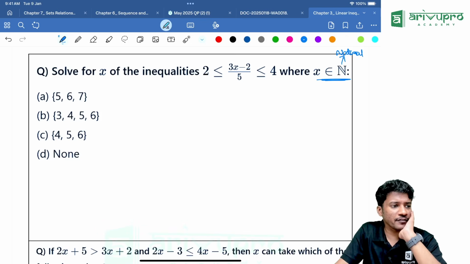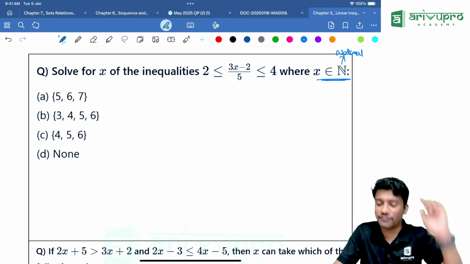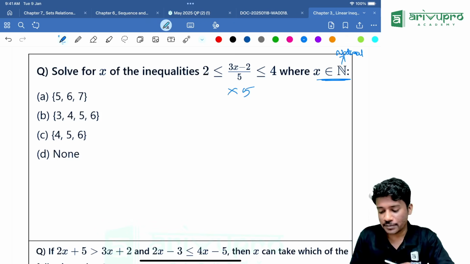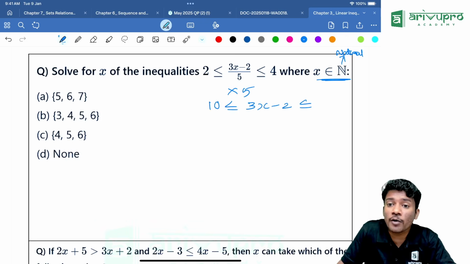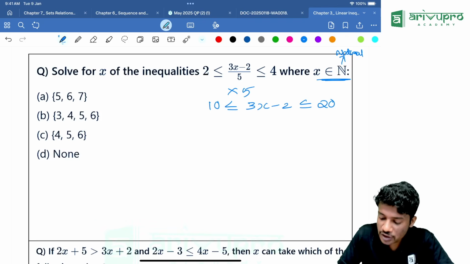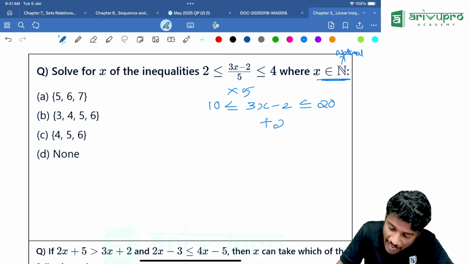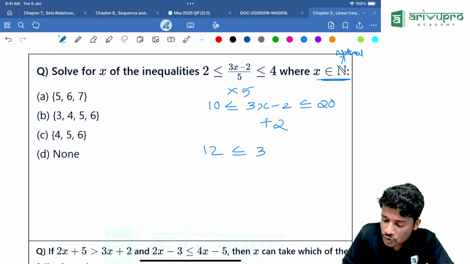Multiply by 5, it is in the denominator. Yes, the first step is multiply by 5. That means 2 into 5 is how much? 10 less than or equal to 3x minus 2 less than or equal to how much? 20. Then, what is the next step? Since minus 2 is there, we need to add 2 on all the sides. That means 10 plus 2 is 12, less than or equal to 3x less than or equal to 22.